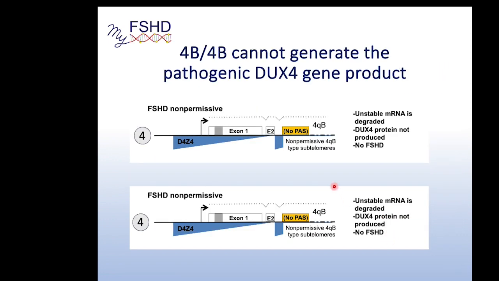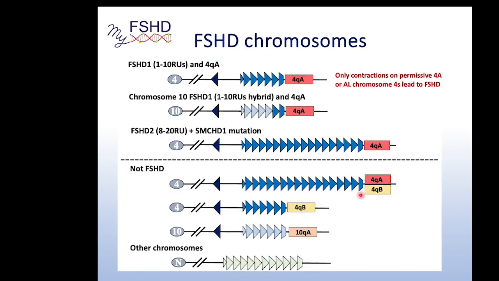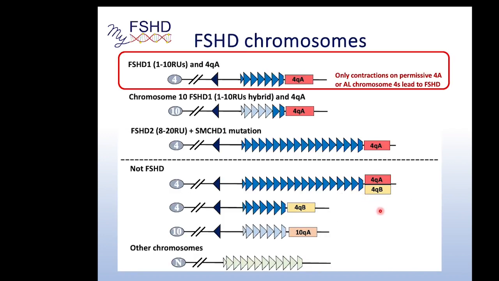All right, and why is this again? Again, permissive. All right, DUX4 on both of your chromosome 4s in the context of a 4QB, they're transcribed, they can be spliced, cannot be polyadenylated, unstable, degraded, no DUX4 protein, no FSHD, both chromosome 4s. Doesn't matter if it's FSHD1 or FSHD2 that you're thinking about, you can't have either one, or even FSHD3 that's coming down the path.